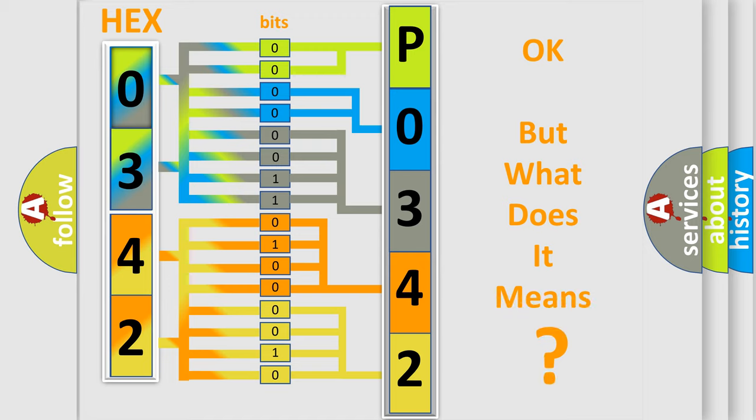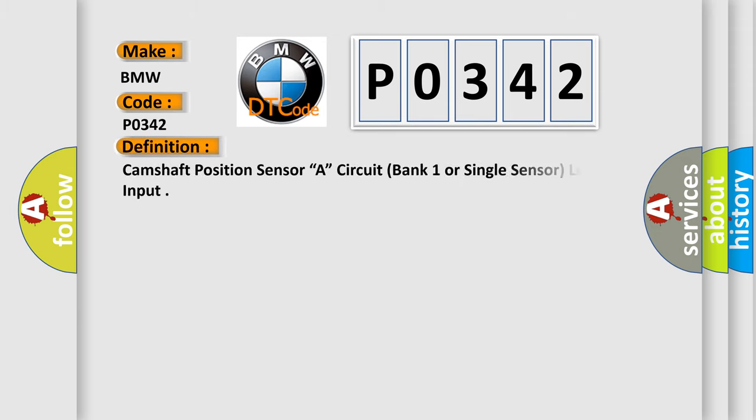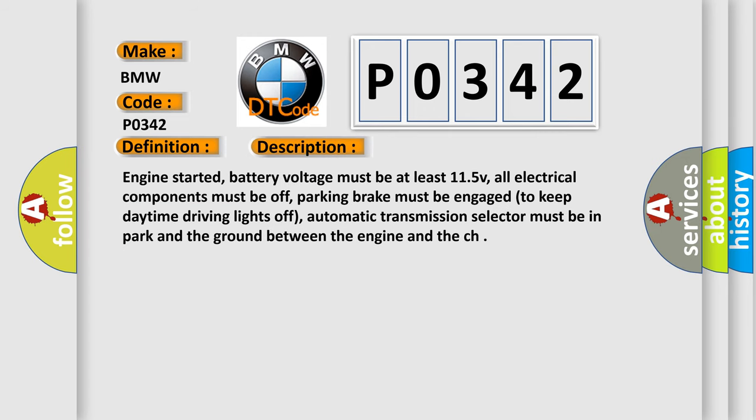The number itself does not make sense to us if we cannot assign information to what it actually expresses. So, what does the diagnostic trouble code P0342 specifically mean for BMW? The basic definition is camshaft position sensor A, circuit bank 1 or single sensor, low input. And now this is a short description of this DTC code.